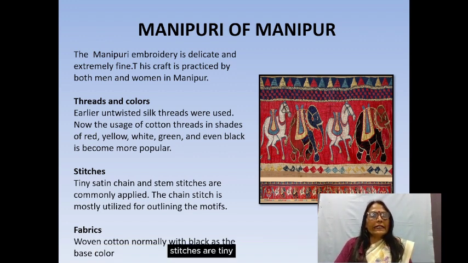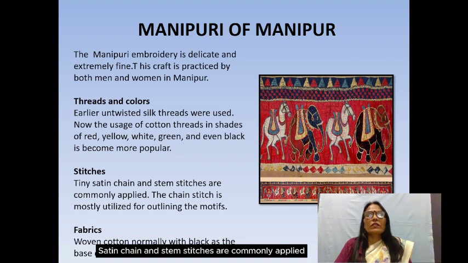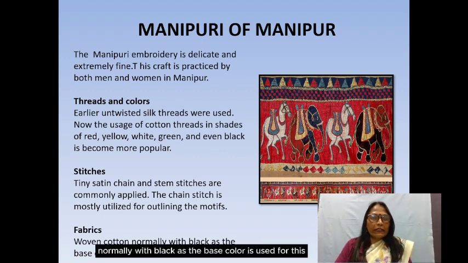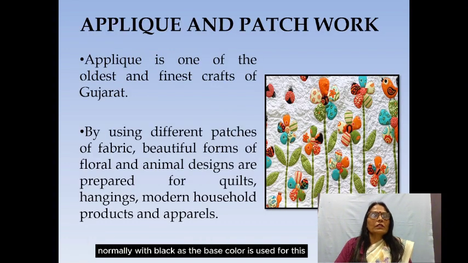Stitches: tiny satin, chain and stem stitches are commonly applied. The chain stitch is mostly utilized for outlining the motifs. Fabrics: the woven cotton, normally with black as the base color, is used for this embroidery.